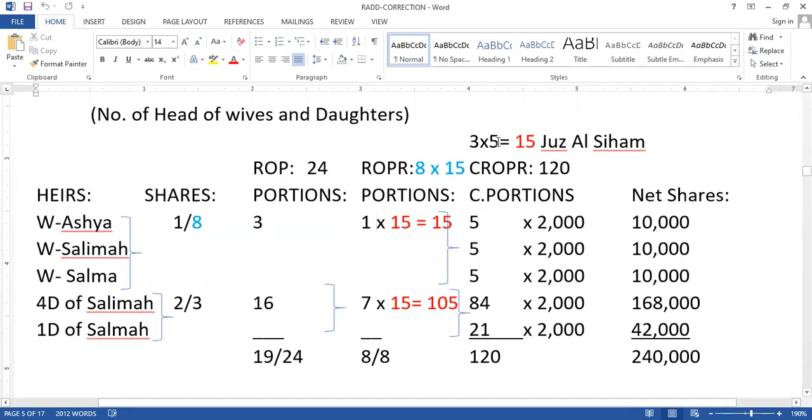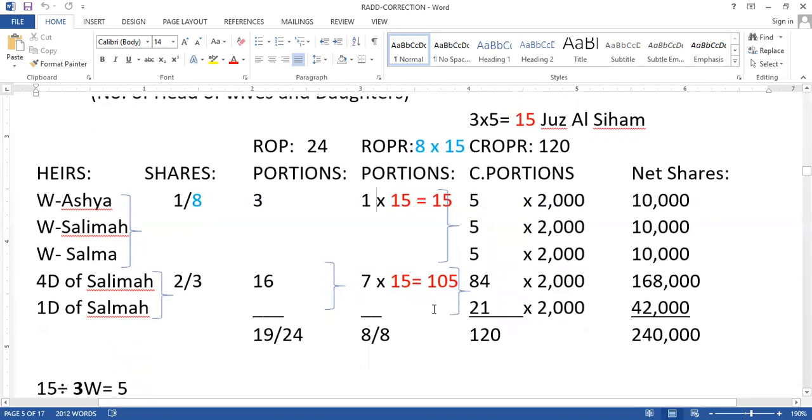So, that's why ang juz as seham natin dito is 3 times 5. Bakit? Kasi parehong problema yung number of heads ng wife at saka number of heads ng mga daughters natin. Okay? So, 3 times 5 is equals to 15 as our juz as seham. So, i-multiply lang natin 1 times 15 is equals to 15. And then, yung natirang 7, 7 times 15 is equals to 105. Okay? So, ngayon, kung subukan natin siyang i-divide, okay?